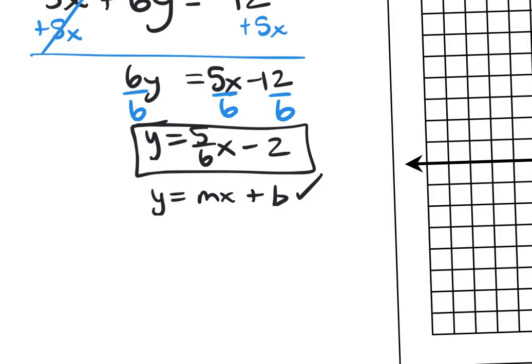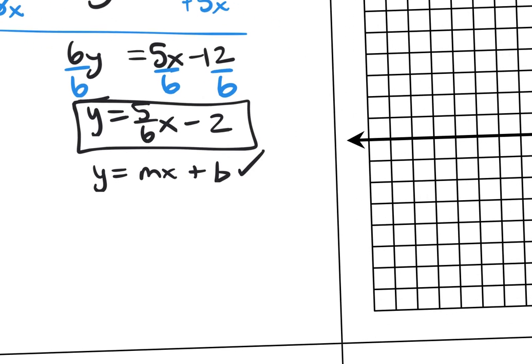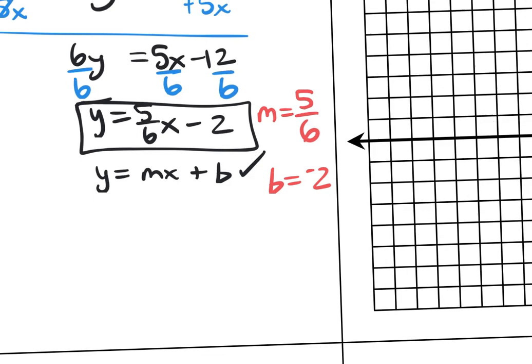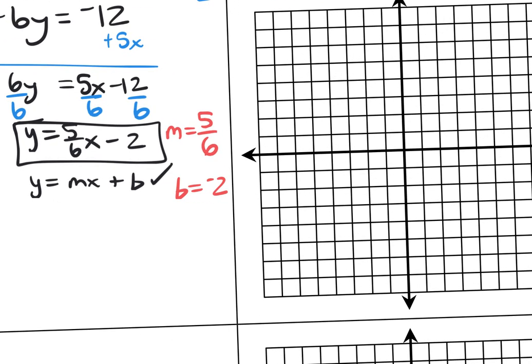So in looking at this, Megan, what would be the slope in this? 5 over 6. Good. Tanner, what's the y-intercept? Negative 2. Okay, so now we're going to go over here to our graph and graph it. Begin with b. So on the y-intercept, I put a point at negative 2. My slope is positive 5 over 6. Rise over run. We go up 5 spaces, and we run to the right 6.